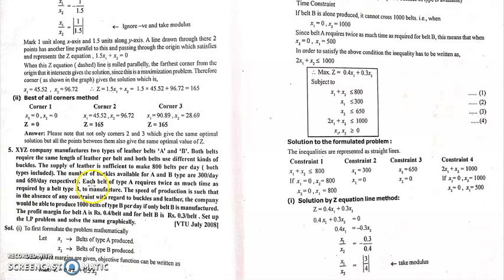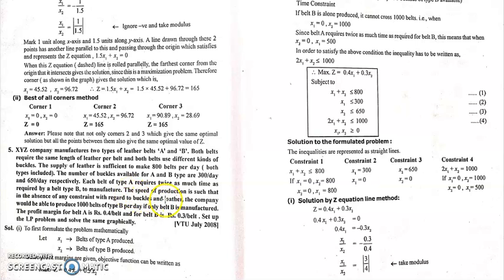Now each belt of type A requires twice as much time as required by a belt B. Belt of the type A requires two times as much as the time required by the belt B to manufacture. So type A is taking more time than the type B.